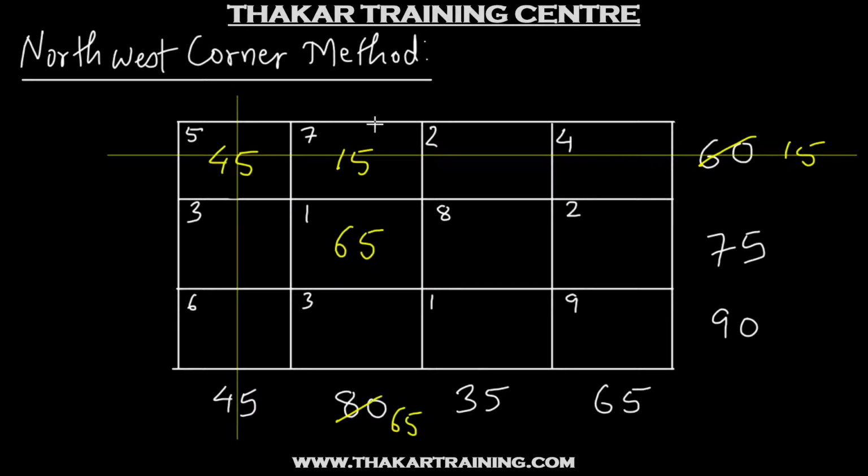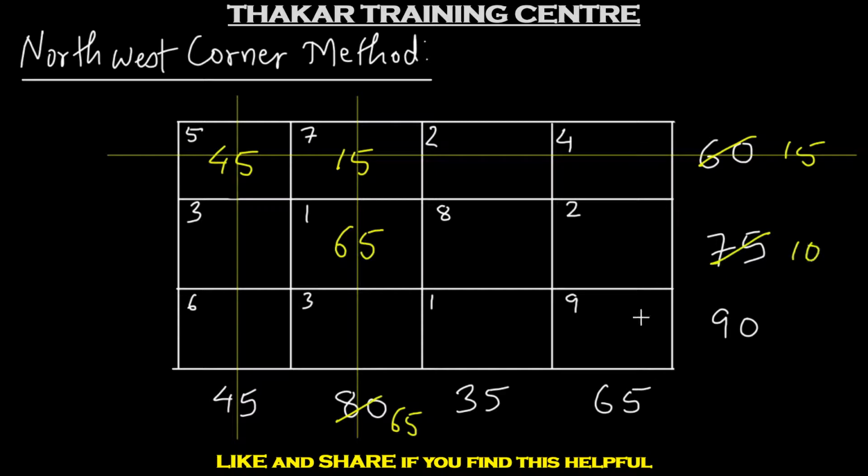So we see the second destination requirement has been completely met. So we strike this column off. And from this 75, 65 have been allocated, so the remainder is 10. So now this cell cannot have any allocation. The remaining cells are these. Of this, we once again look at the topmost left hand side corner, which is this cell. The maximum that can be allocated to this cell is 10. So we allocate 10 over here.